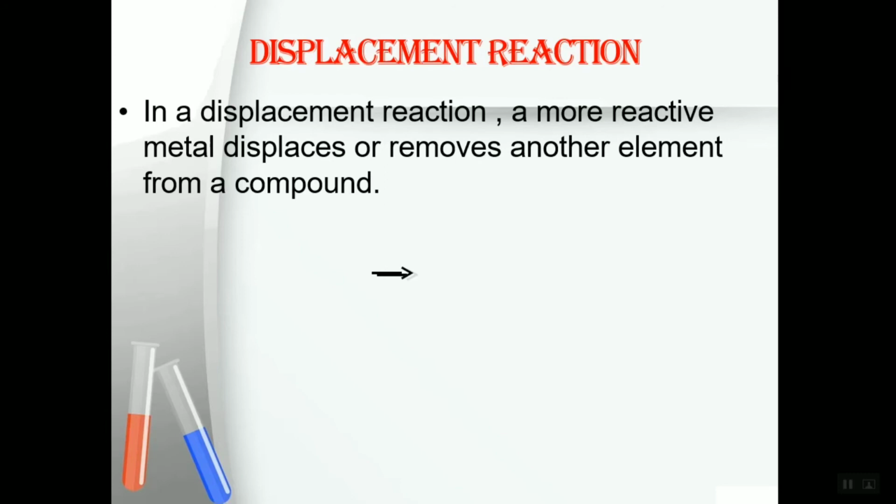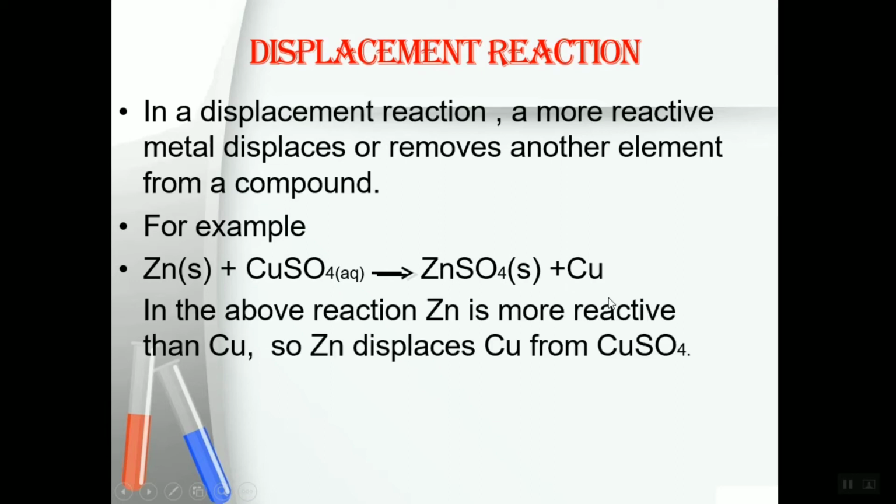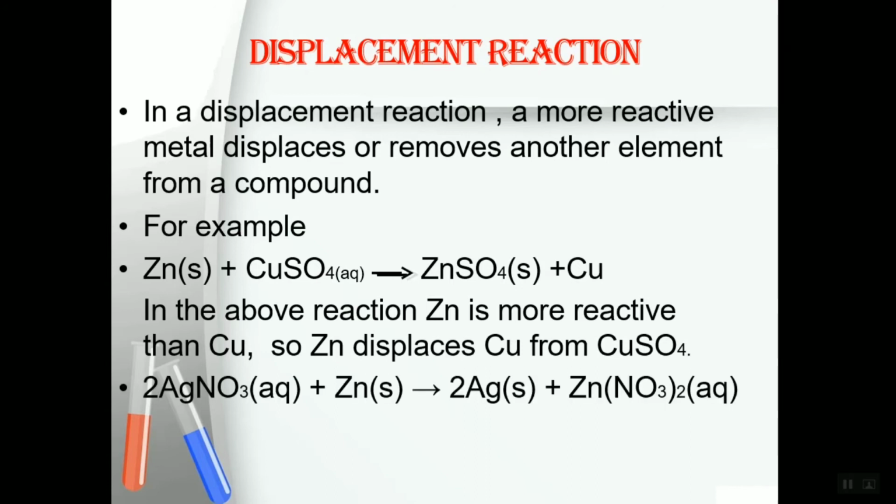Now displacement reaction. In a displacement reaction, a more reactive metal displaces or removes another element from the compound. For example, when zinc reacts with copper sulfate, it forms zinc sulfate plus copper, meaning zinc reacts with the SO4 and forms ZnSO4 plus Cu. So from this reaction we can say that in the above reaction Zn is more reactive than copper, so Zn displaces copper from the CuSO4. See another example.